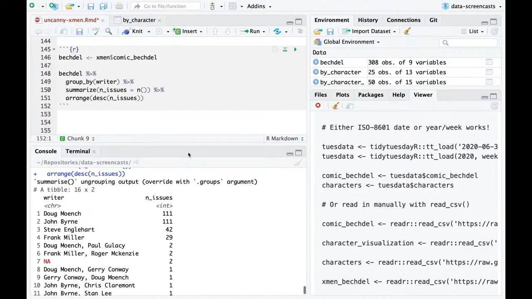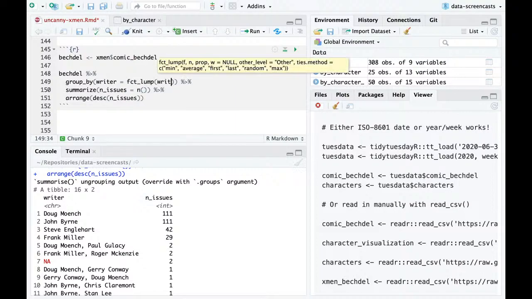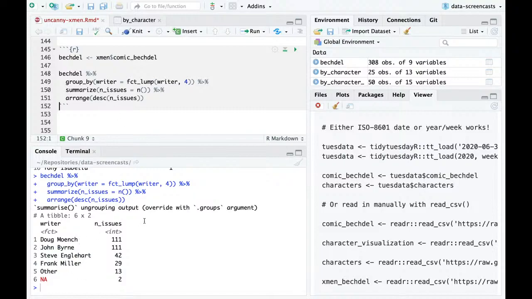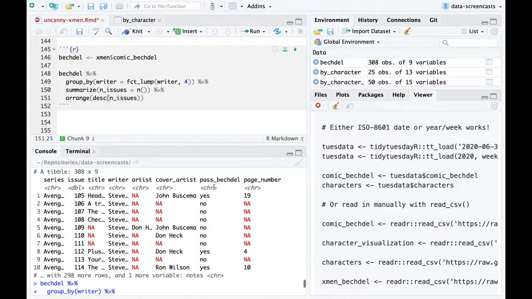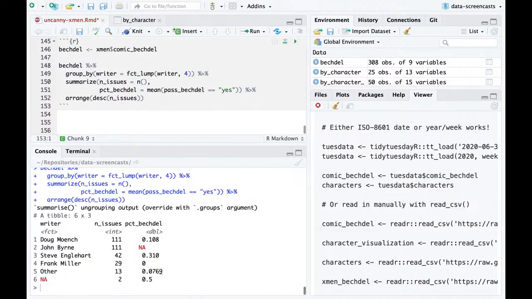All right. There's only a couple of writers who have more than 2 issues, which tells me I want to say FCT lump writer, let's say the top 4. And now I have other, okay? What I'm going to find out now is, do their rates of passing the Bechdel test differ? So I'm going to say PCT Bechdel, and I say mean pass Bechdel is yes.